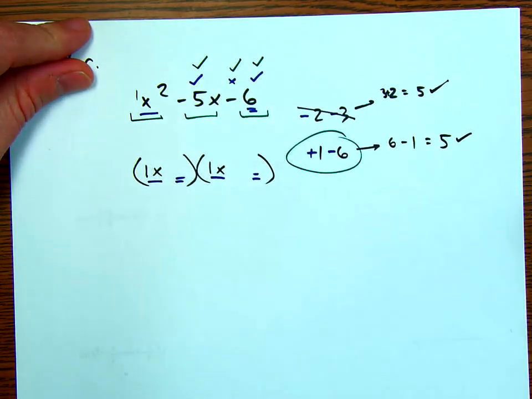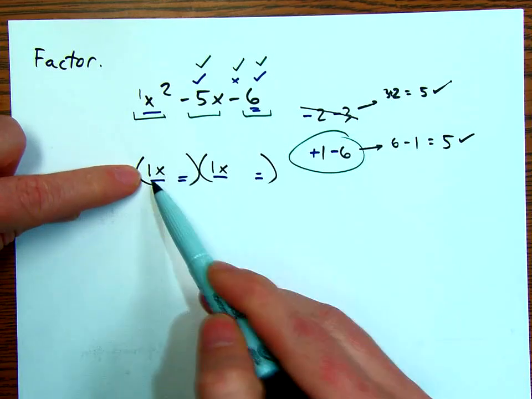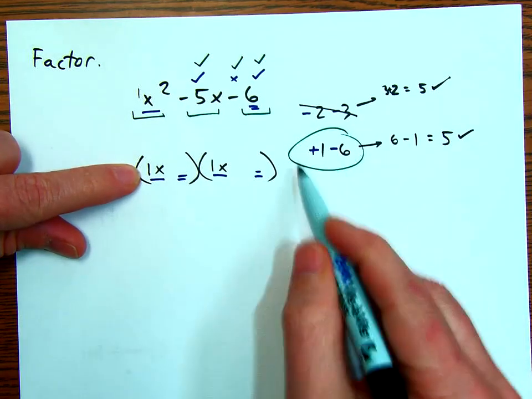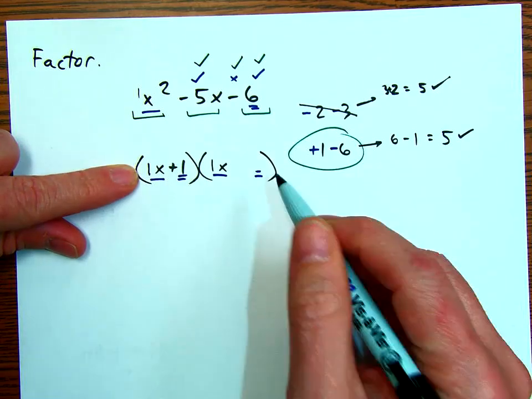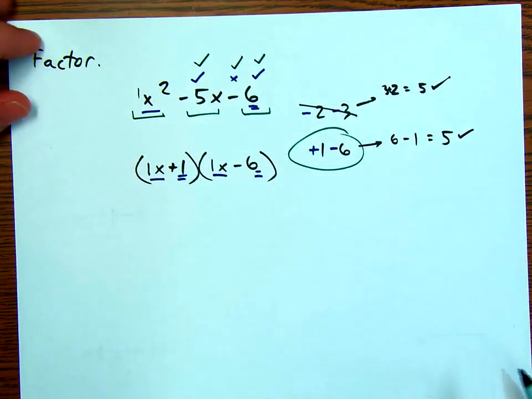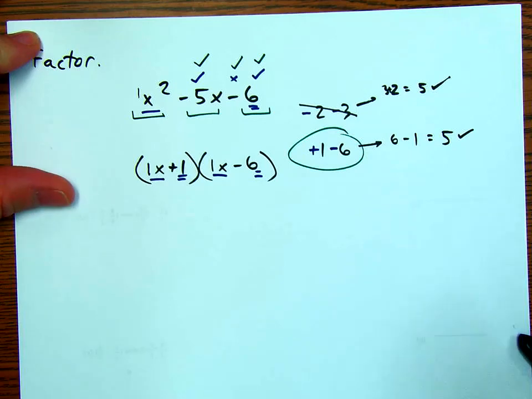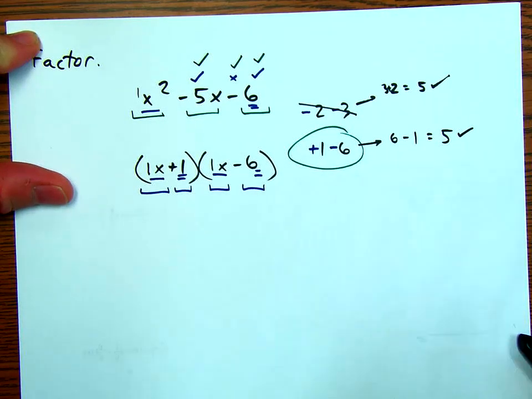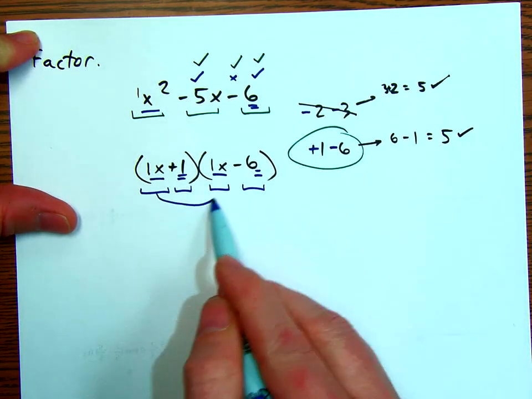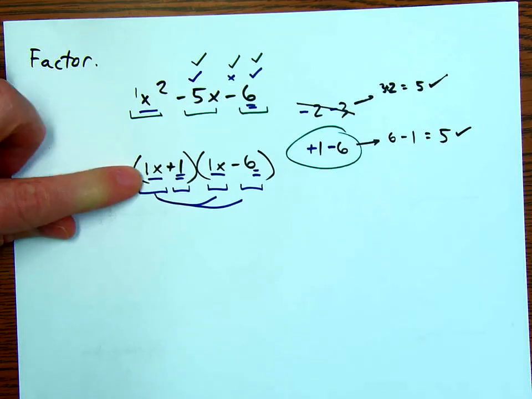So here's the group that we want. Again, since these two are both 1s, it's not going to matter where we put these. So I'm just going to put the positive 1 in the first spot, the negative 6 in the second spot. But again, I'm going to try to redistribute because I just want to make sure I do this correct, right? I want to get that x squared minus 5x minus 6. So I'm going to distribute this first term.